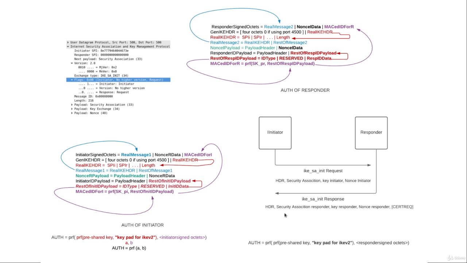The pre-shared key can be up to 64 octets, per the RFC of IKEv version 2. Both sides have all the information to run the same auth function, and authenticate the other side.